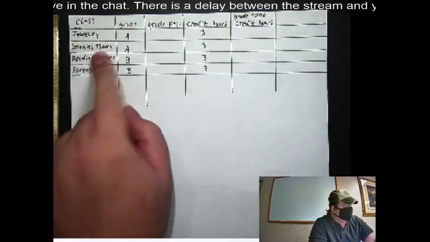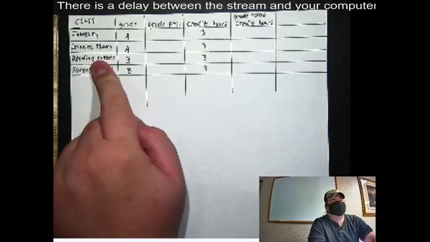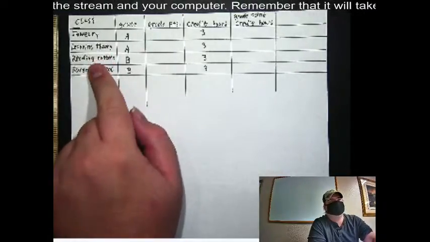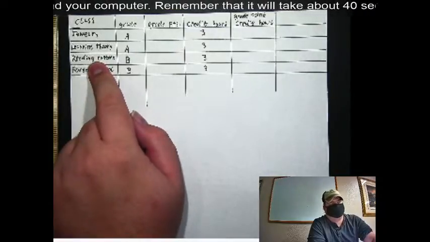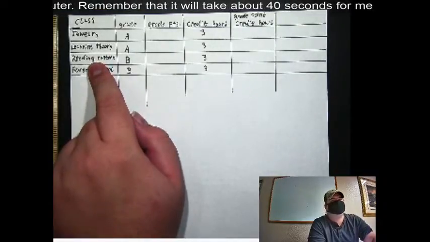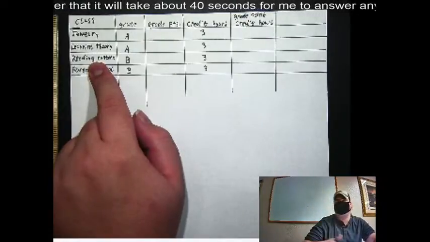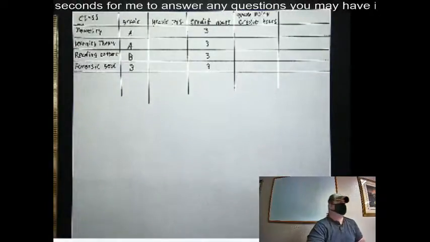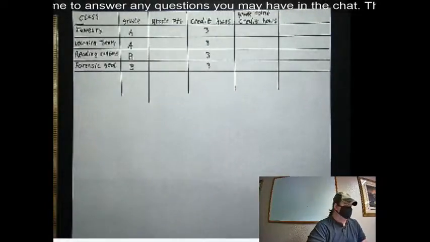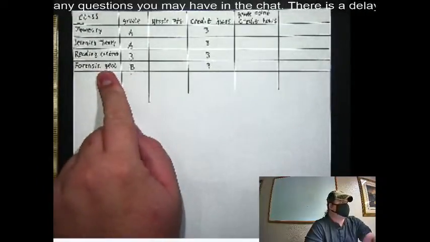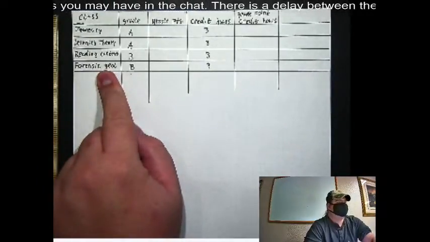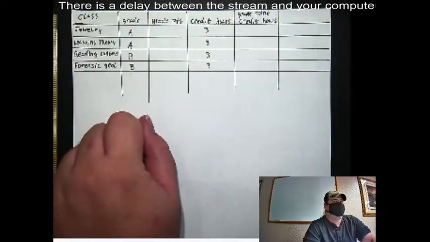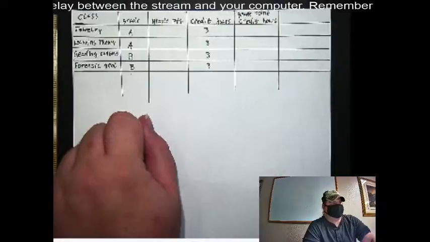Then I had learning theory, and then this is another teaching class. So learning theory is learning how to teach. Reading content is another class, it's teaching students how to read the content in a particular class. And then I had forensic geology. This is probably the most fascinating class I've ever taken. Forensic geology? Yeah. So it's using principles of geology, rocks and things like that, to help solve crimes.